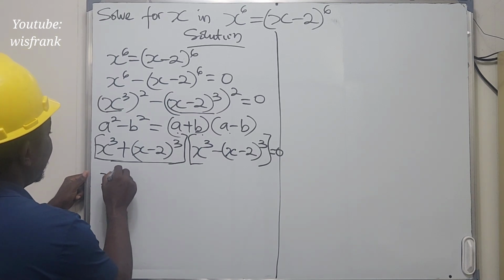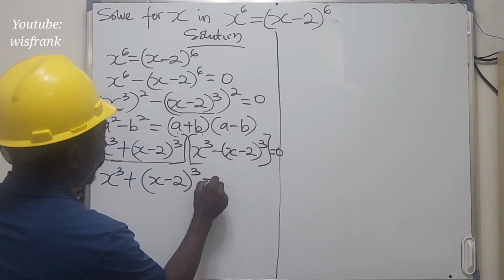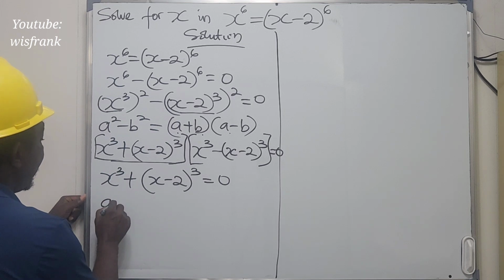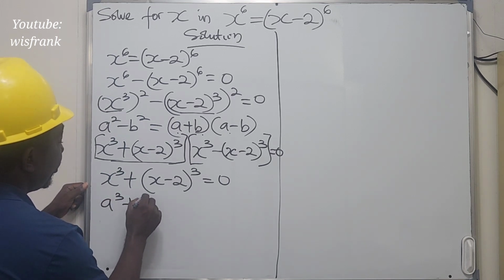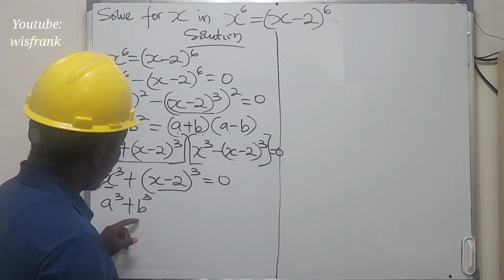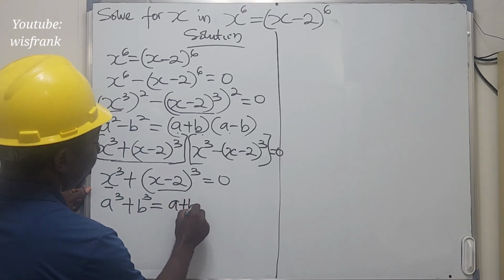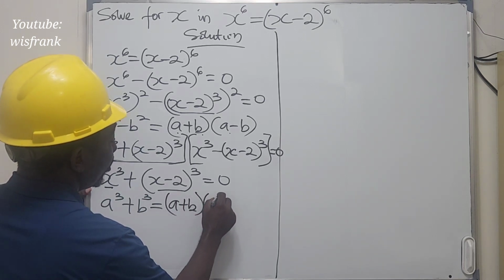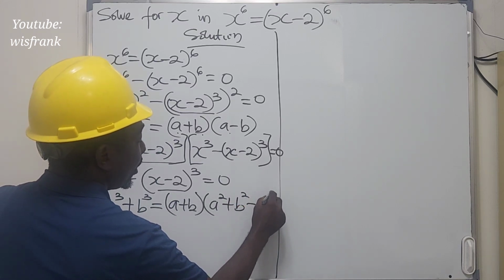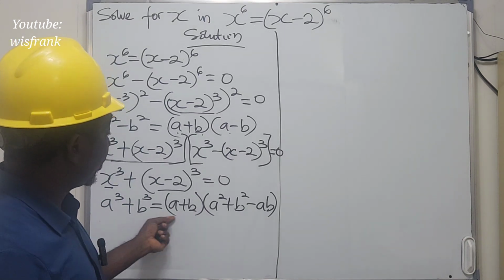We have x to the power of 3 plus (x minus 2) all to the power of 3 equals to 0. So here, this is in the form of a to the power of 3 plus b to the power of 3, where this is our a and this is our b. So when we have an equation like this, it is equals to (a plus b) into (a to the power of 2 plus b to the power of 2 minus ab). So this is the solution of a to the power of 3 plus b to the power of 3.